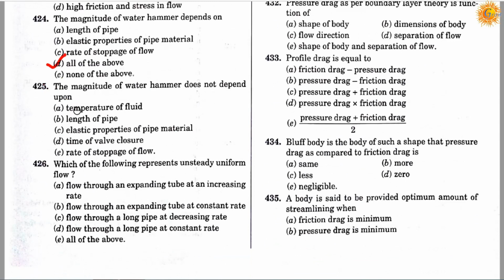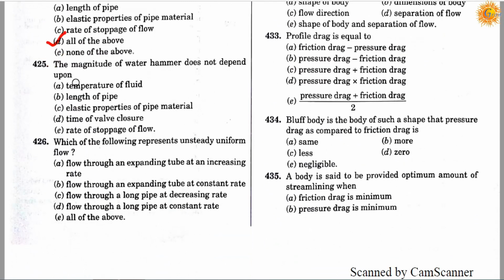Question number 425. The magnitude of water hammer does not depend upon: option A, temperature of fluid; option B, length of pipe; option C, elastic properties of pipe material; option D, time of valve closure; and option E, rate of stoppage of flow. So correct answer is A, because of temperature. It means it does not depend on the temperature.